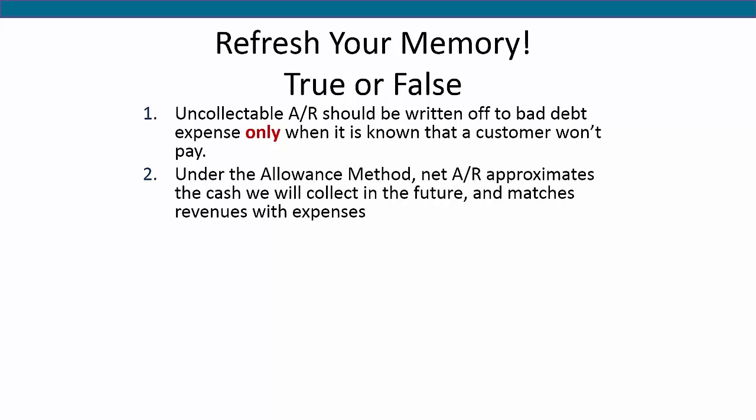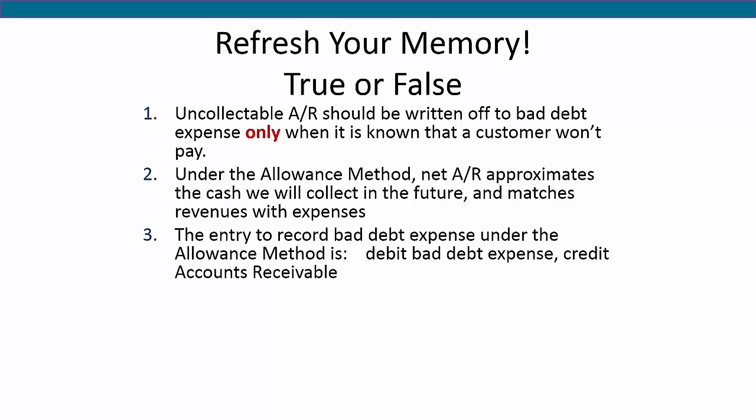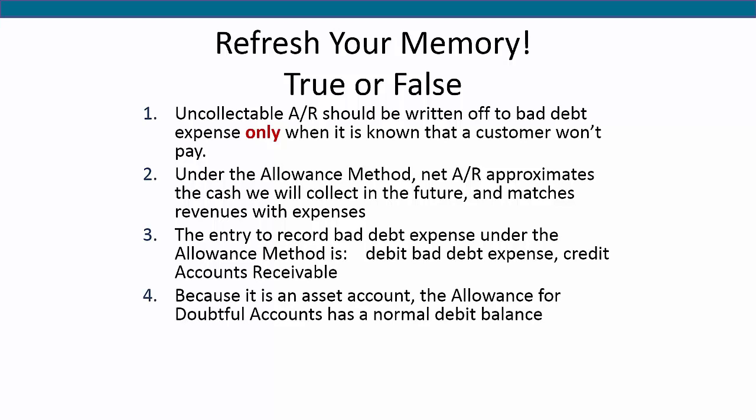Second, under the allowance method, net accounts receivable approximates the cash we will collect in the future and matches revenues with expenses. Third, the entry to record bad debt expense under the allowance method is debit bad debt expense and credit accounts receivable. Fourth, because it is an asset account, the allowance for doubtful accounts has a normal debit balance.